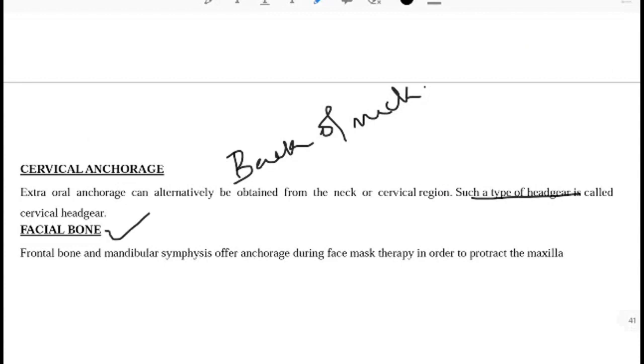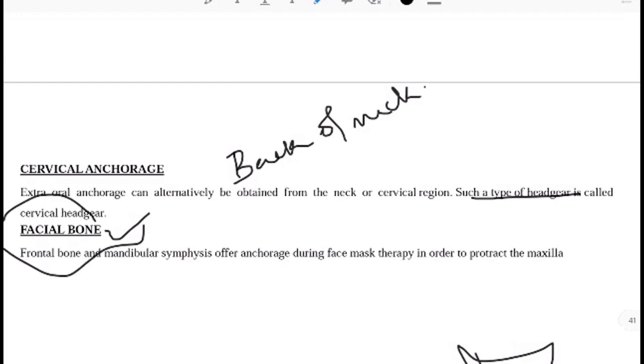Then we have the facial bone, the frontal bone, and the mandibular symphysis. They also give a very good anchorage during face mask therapy. You know how a face mask is, right? In that frontal bone and mandibular symphysis region, you have anchorage units. You're taking anchorage from there. So, in order to protract the maxilla, you use this face mask, and here this has a greater role.